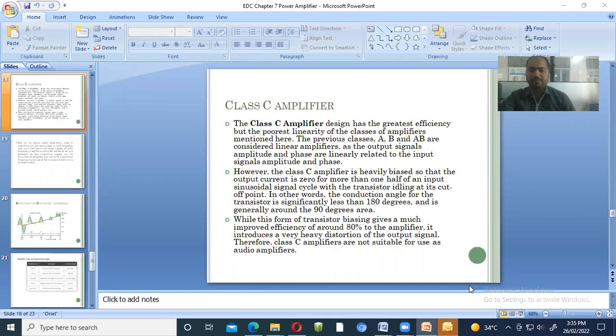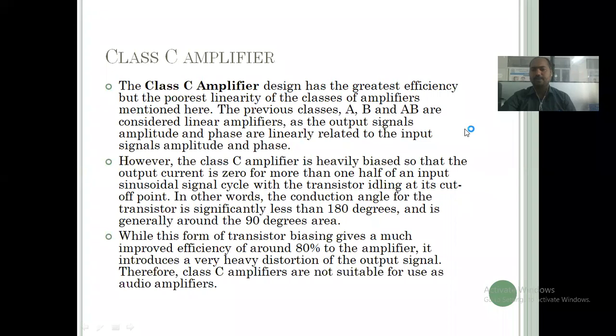The class C amplifier has the largest efficiency, but whatever input is applied, some part of the input is lost by this type of configuration and does not come to your output. That's why the class C amplifier is not used for audio amplifier applications, because when we discuss audio amplifiers, the information we are sending should not be lost anywhere.